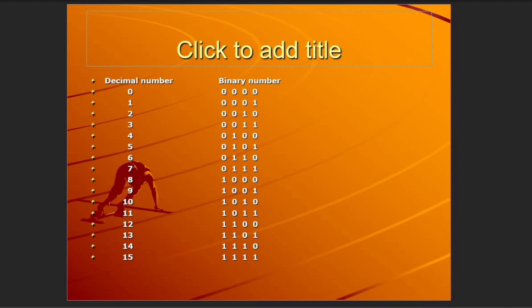So we can see the decimal number and its equivalent binary number. 0 we can write as 0000 in binary, and 1 we can represent as 0001. This is a 4-bit binary number.